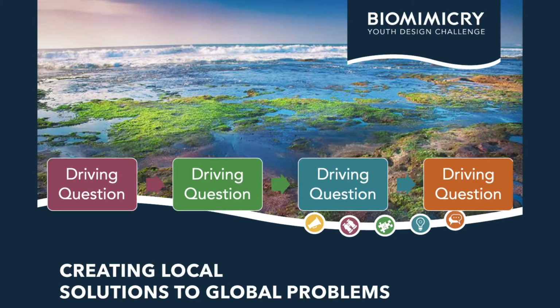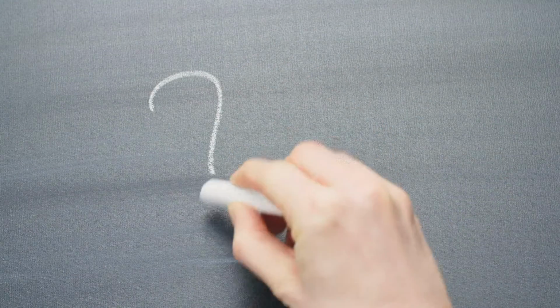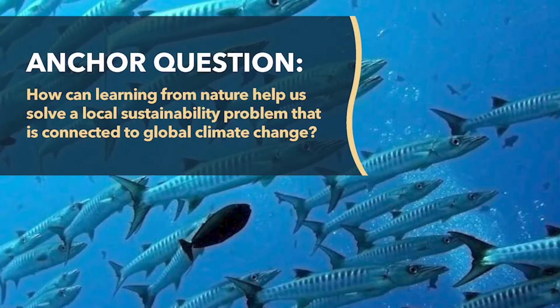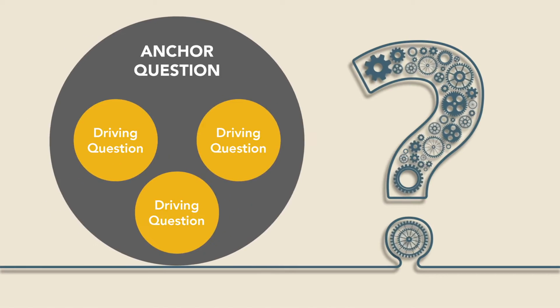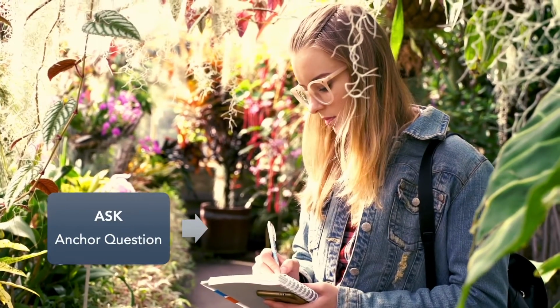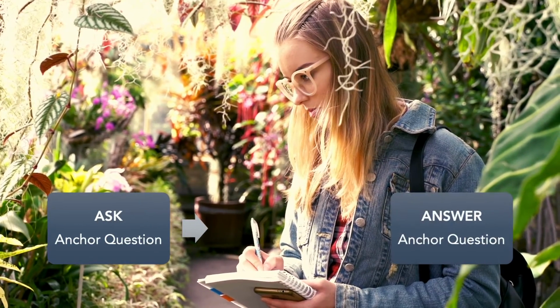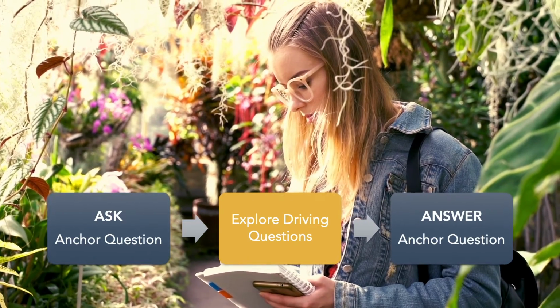This storyline has 22 driving questions. The anchor question is the foundation for both the storyline and the design challenge. Each driving question and lesson helps students uncover a key piece of information needed to answer this bigger question. Students start by pondering the anchor question and return to it at the end when they've completed the design challenge. You can think of it as a set of bookends.